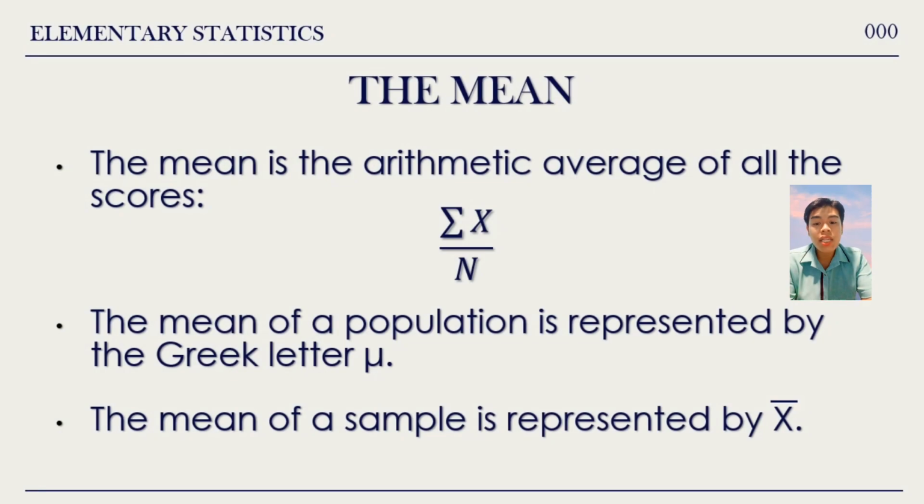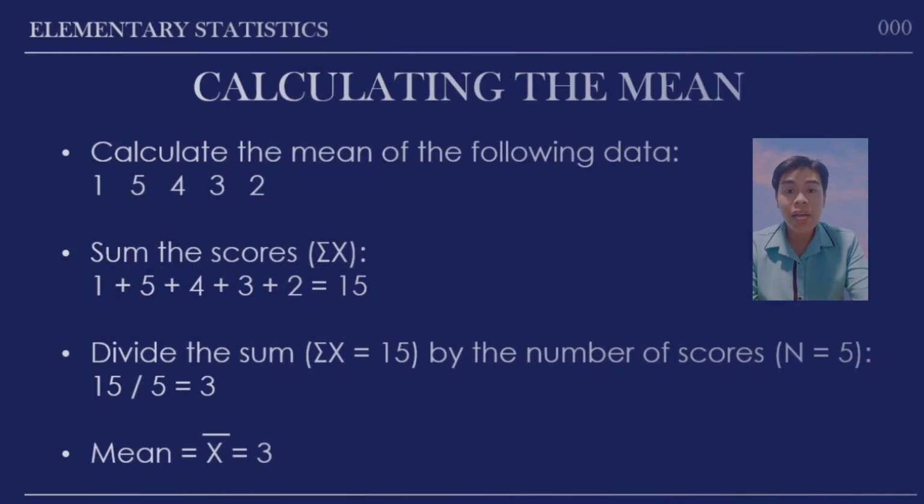So the mean is basically the arithmetic average of all the scores. This is calculated as the summation of the data divided by the number of data, or the summation of x over n. The mean of a population is represented by the Greek letter mu, while the mean of a sample is represented by x bar. Now, how do we calculate the mean?